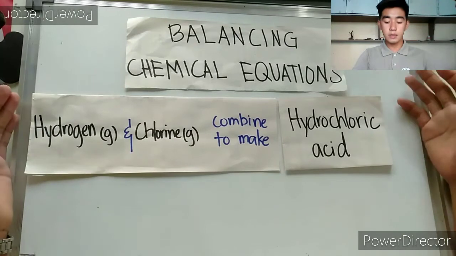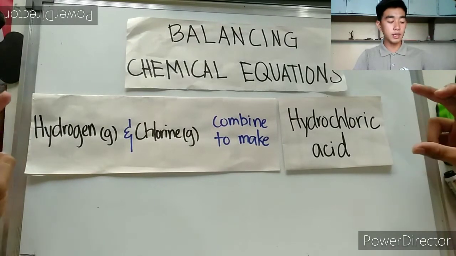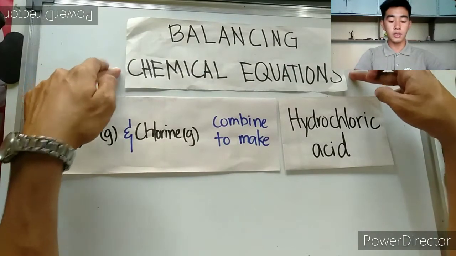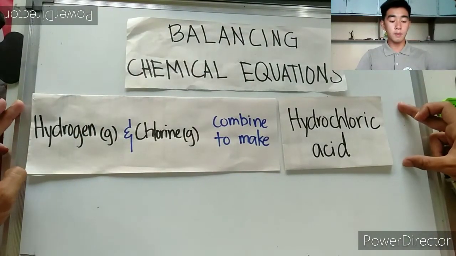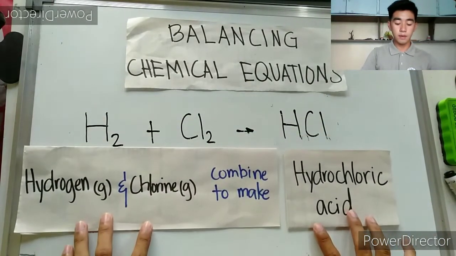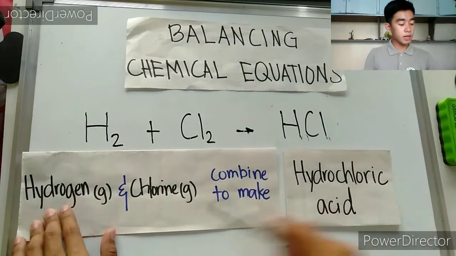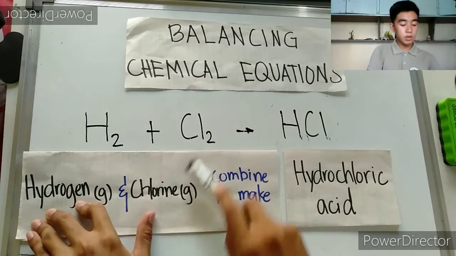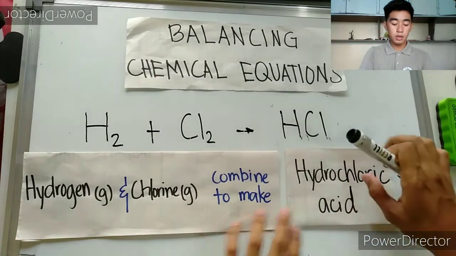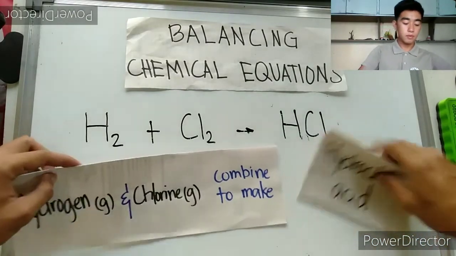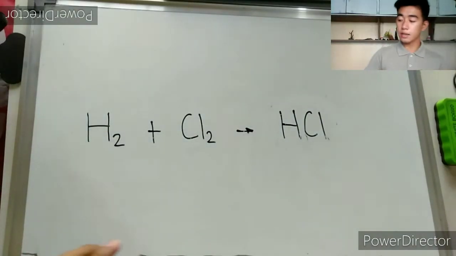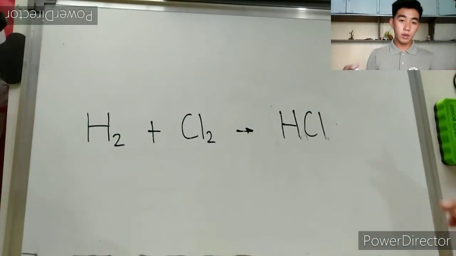So ganito natin i-express yung ating chemical reaction using word equation. But since ang topic natin is chemical equation, itong word equation natin, ipapalitan natin ng chemical equation. So magiging ganito siya. So for hydrogen, we have H2. For chlorine, we have Cl2. And for hydrochloric acid, we have HCl. But don't worry guys, dahil yung sasagutan nyo sa answer sheet ay nakasulat na in word equation.